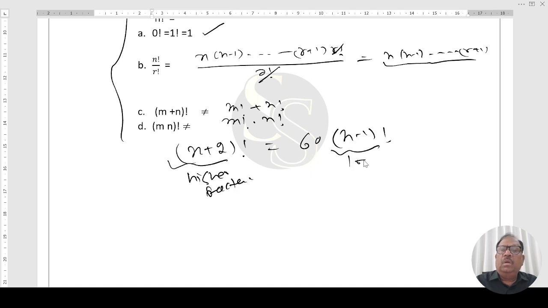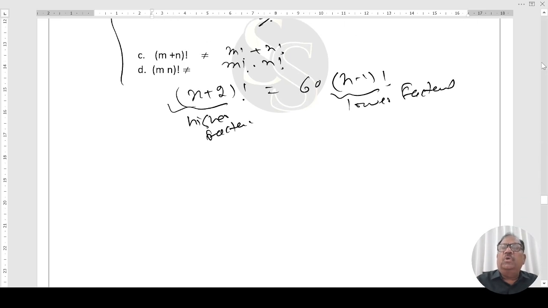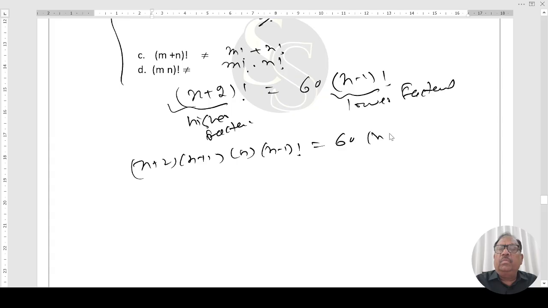This is the lower factorial. Higher factorial, generally we can use the reverse also. Generally higher factorial reduces into the lower one. So n plus 2, n plus 1, n, then n minus 1. Here we stop. That equals 60 into n minus 1 factorial. This is cancelled out. Means n plus 1, n plus 2 equal to 60.